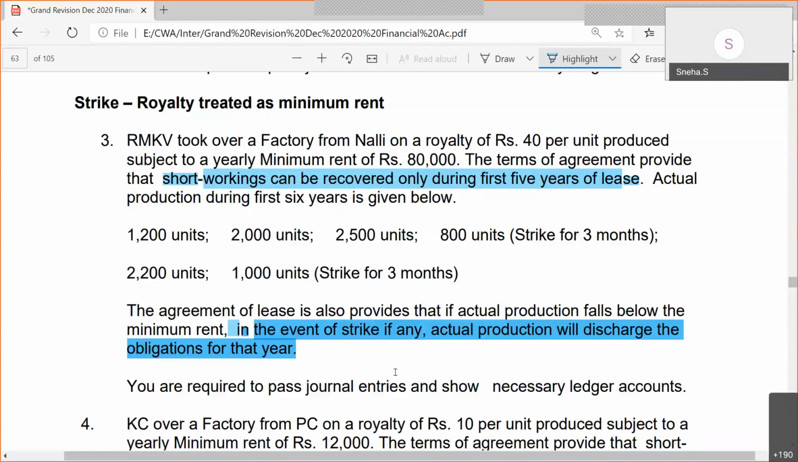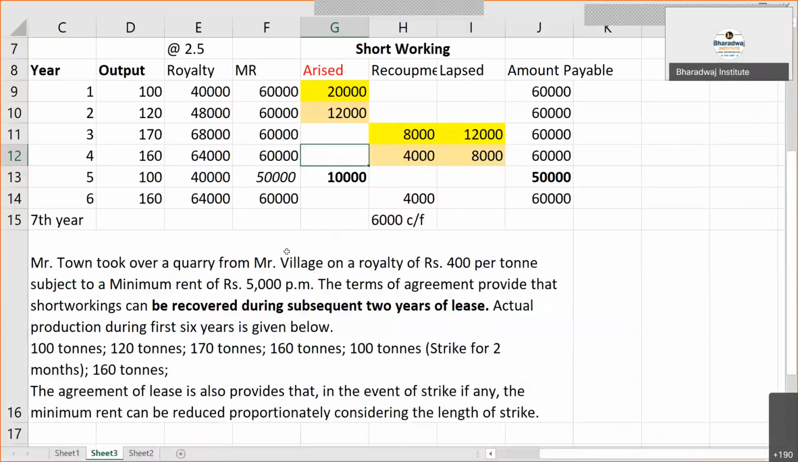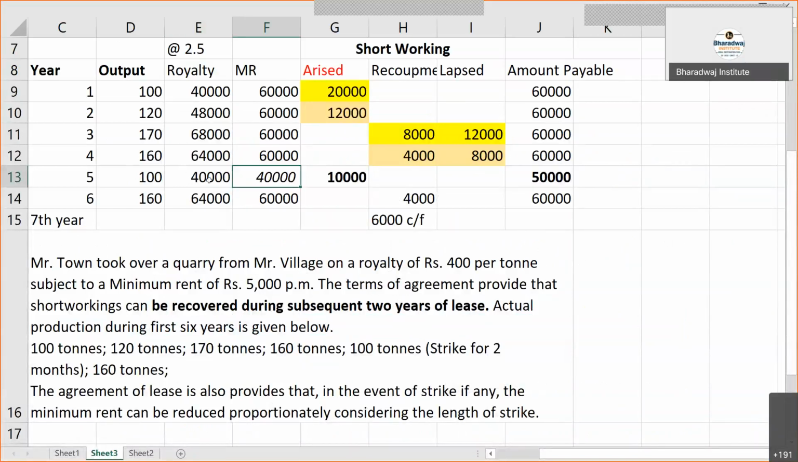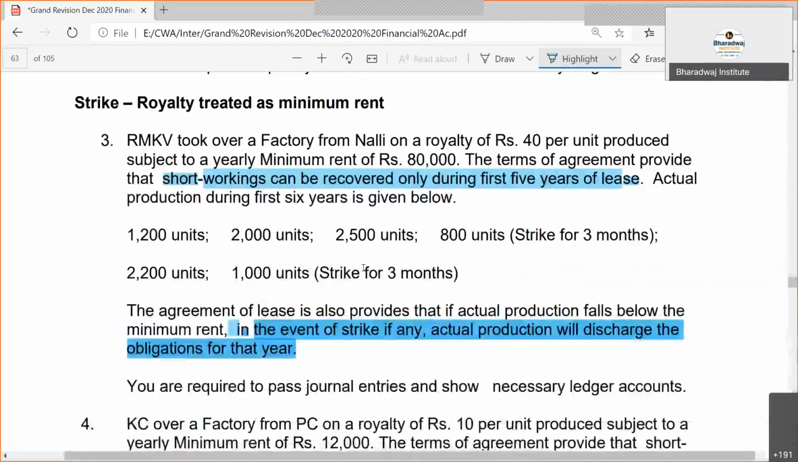Very good. In the event of strike, if any, actual production value will become minimum rent. For example, the 5th year, there is a strike. If in this problem this 40,000 will become minimum rent. So in case of strike, actual production, that is royalty, will be taken as minimum rent. If royalty is only 10 units, 4,000, minimum rent will be 4,000. So try to prepare the table. In the event of strike, that is in the 4th year and 6th year, actual production value will become the royalty amount.